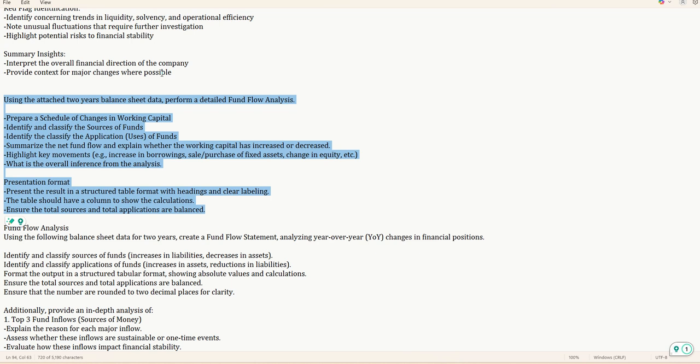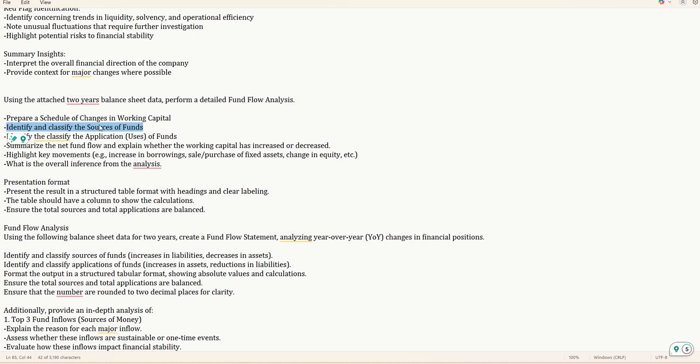So this is the prompt which we'll be using. I'm saying that I'm attaching a balance sheet for a detailed fund flow analysis. Prepare a schedule of changes in working capital. Identify and classify different sources of funds. Similarly, for application of funds, summarize and explain whether the working capital increased or decreased. Key movements where the important decrease or increase is there, like fixed assets, increase in borrowings, and so on.